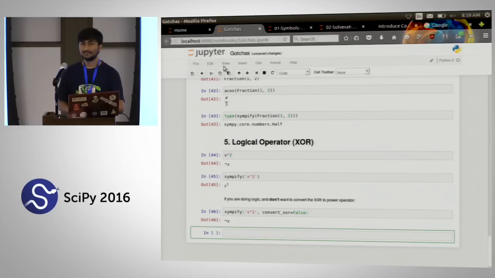Questions? Yeah. What was the difference between Rational and Fraction? So Fraction is a Python object and Rational is a SymPy object.